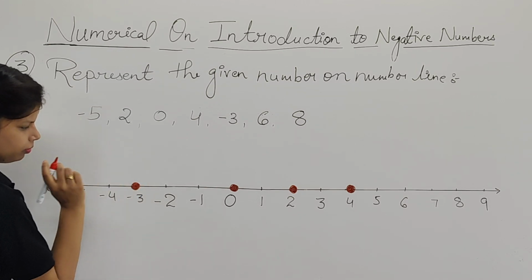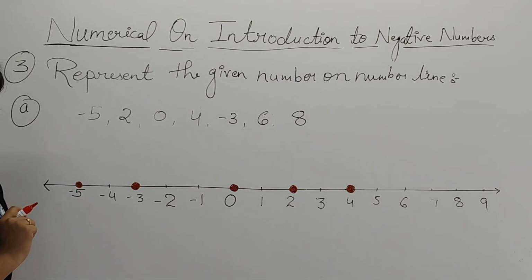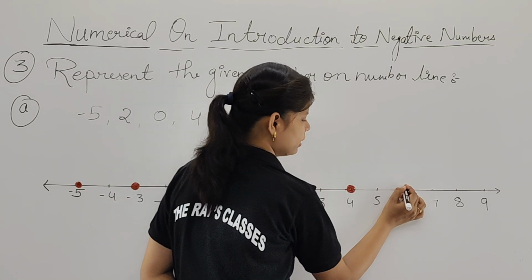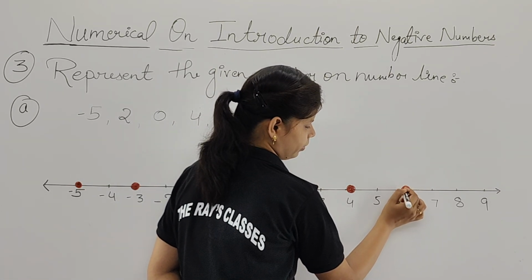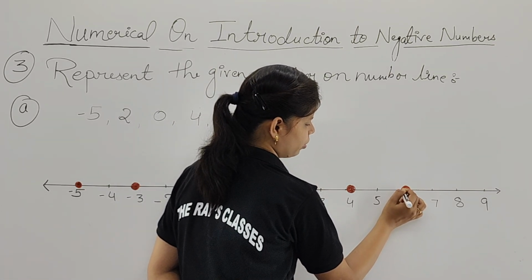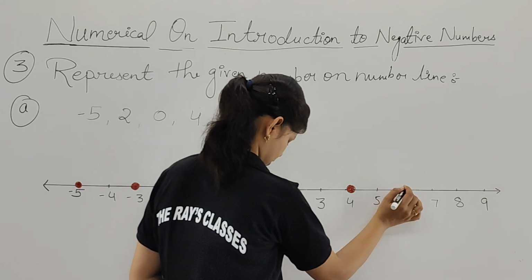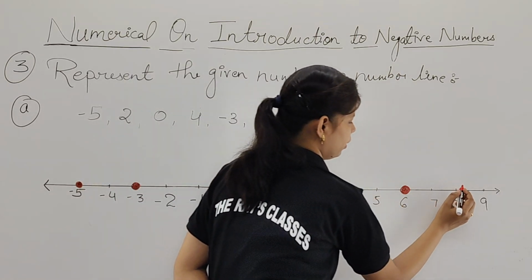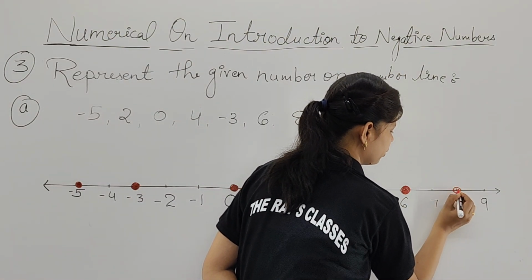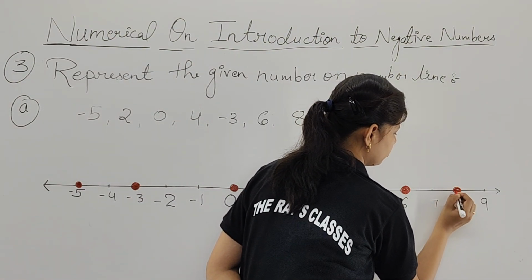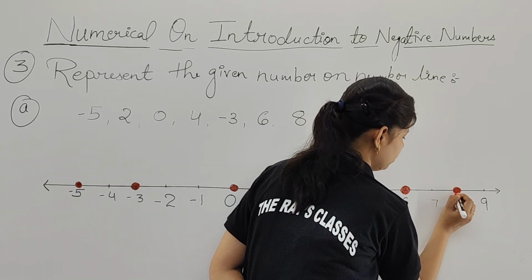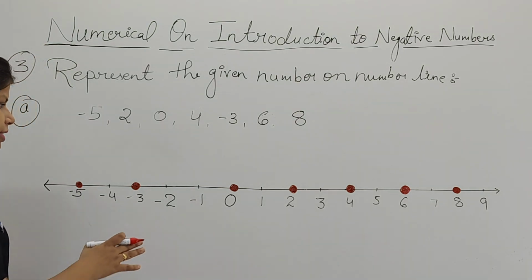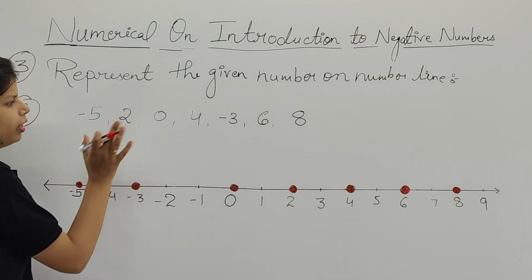Clear, no? Understood? Next is your 6, positive 6. So positive 6 is which side? This side. So I mark this as a positive side, +6. Clear? And last is our positive 8. I have marked it here. Clear? Understood? This is just the representation of numbers on the number line.